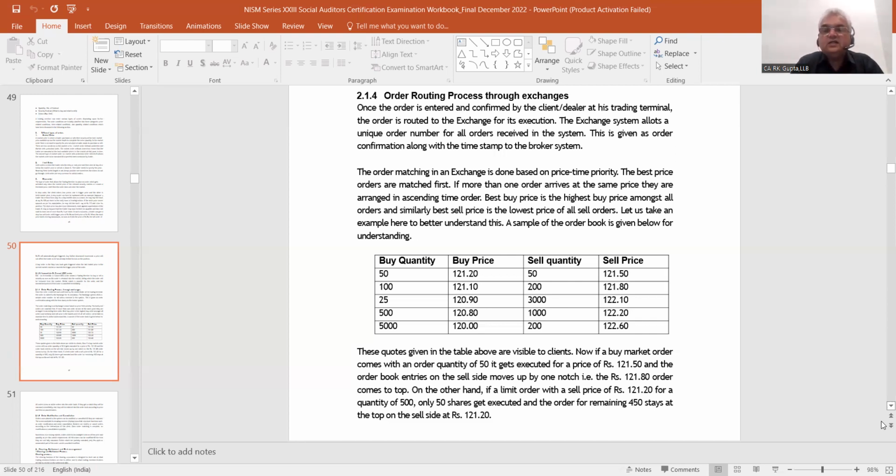But it may be another matter that the quantity which you want to buy at this price may not be available. So depending upon that situation, the order might be partly executed and not fully executed. So these codes given in the table above are visible to the client. Okay, this I explained.